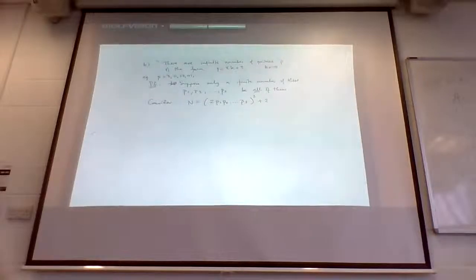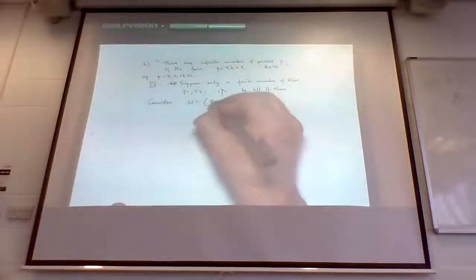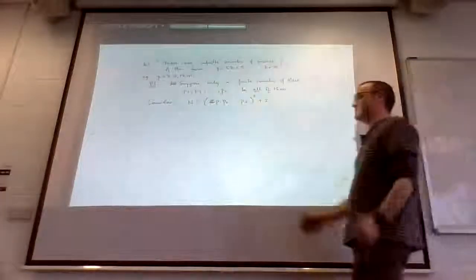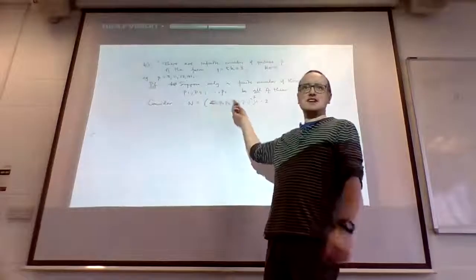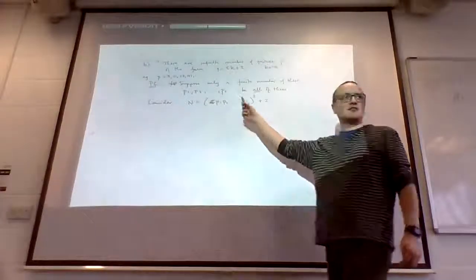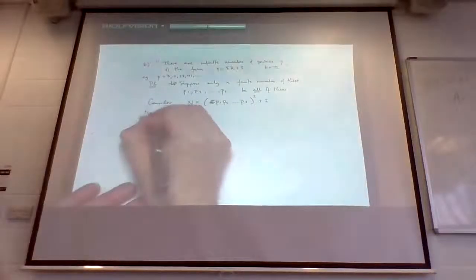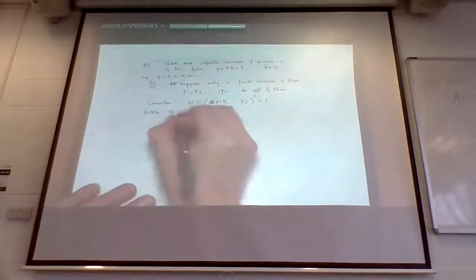Hang on, why did I add in the 2? Sorry, I was looking at the wrong thing. We don't add in the 2. I was looking at the previous thing. So just take all those primes, multiply them together, square them, add 2. First of all, notice n is odd.